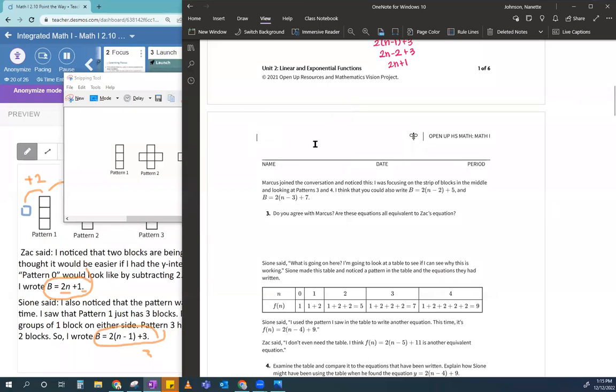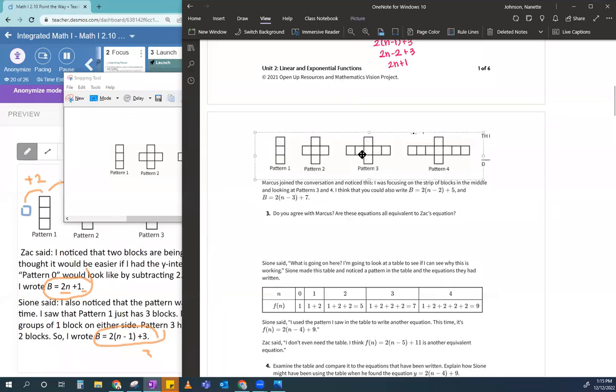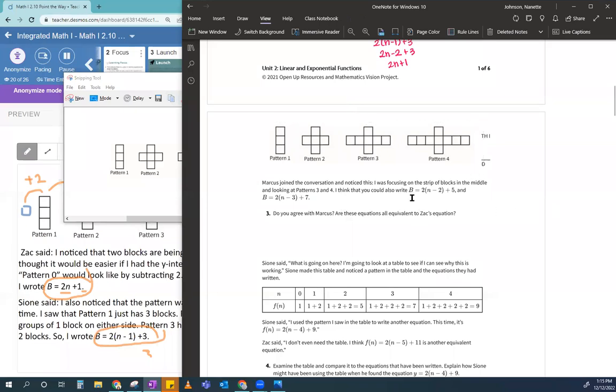So where is Marcus getting all this information? Where do you see? So he said, I was looking at patterns 3 and 4. Oh, so someone said, hey, since we already know Zach's method, why can't we just use that? There is an advantage.